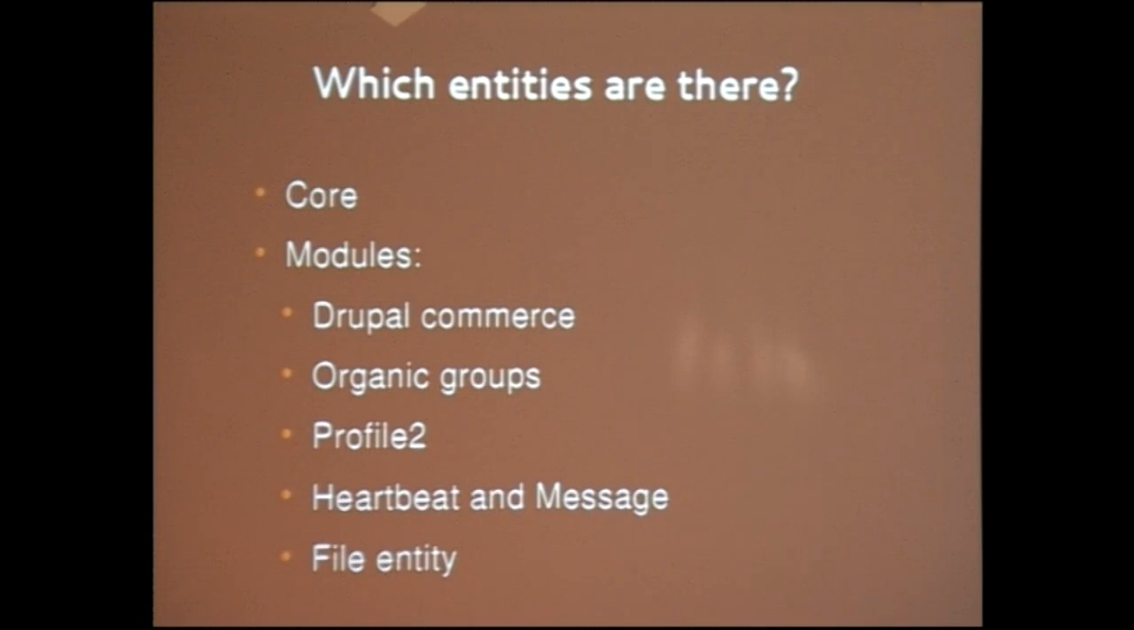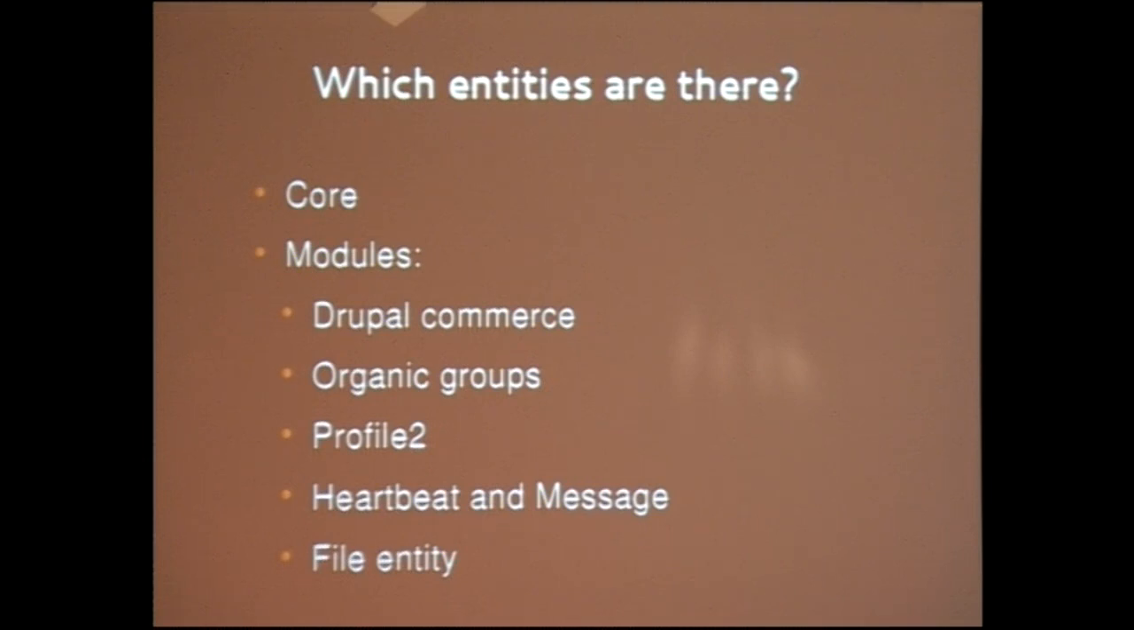Then also the Organic Groups module implements a membership entity. Profile 2 implements profiles as separate entities. Then the Heartbeat and Message modules basically do activity streams, general message logs, where each log entry is an entity. And the File Entity module just extends the already existing core entity type and makes it fieldable. So you see there are some modules which add entity types in contrib.